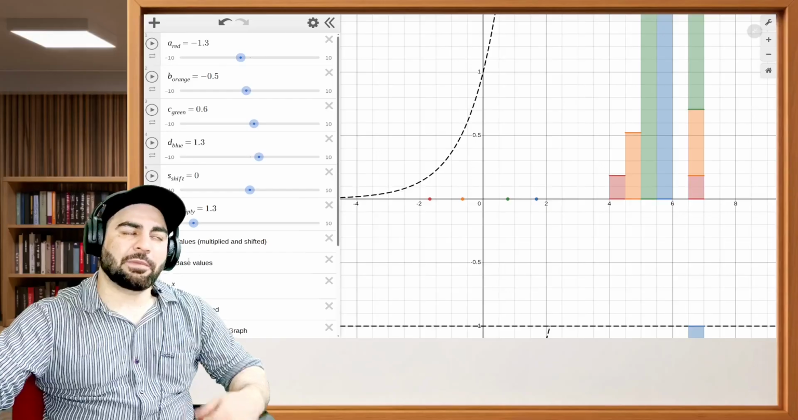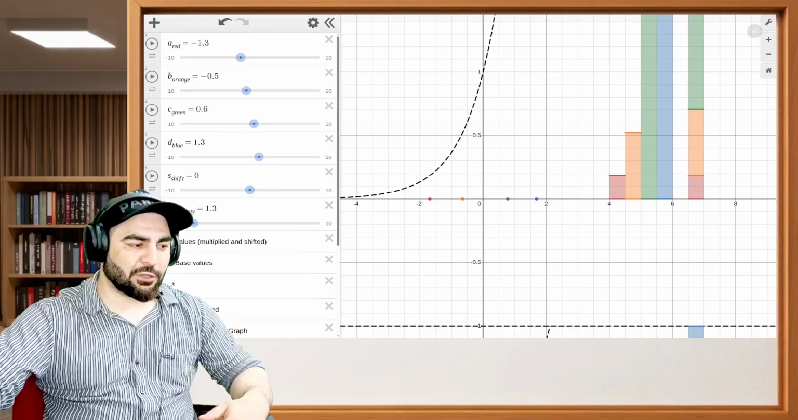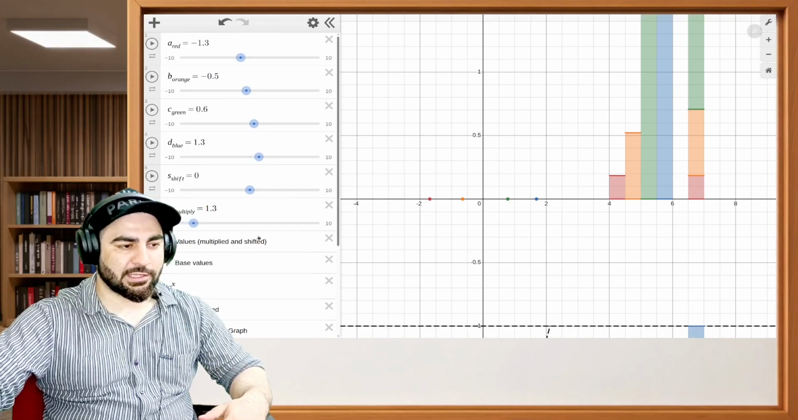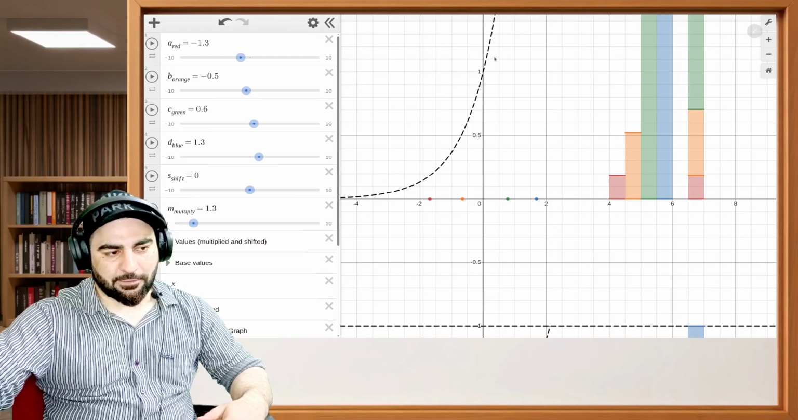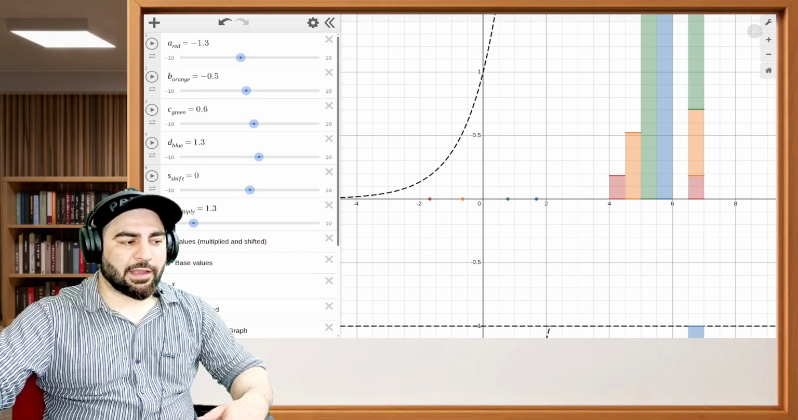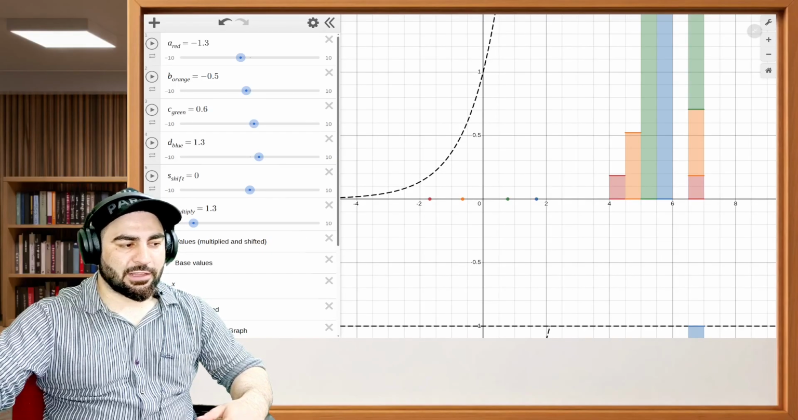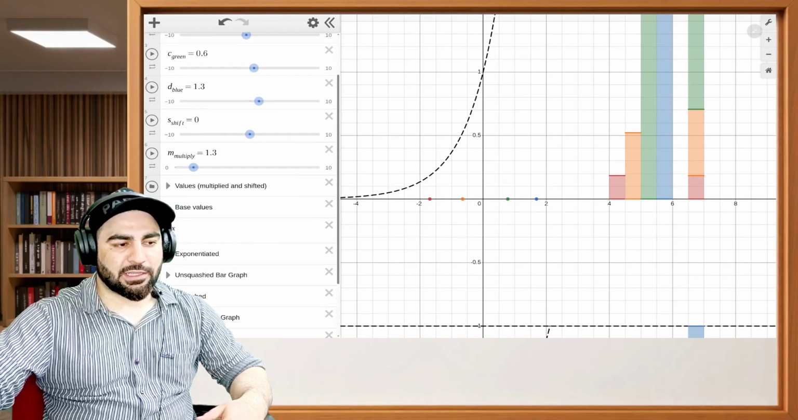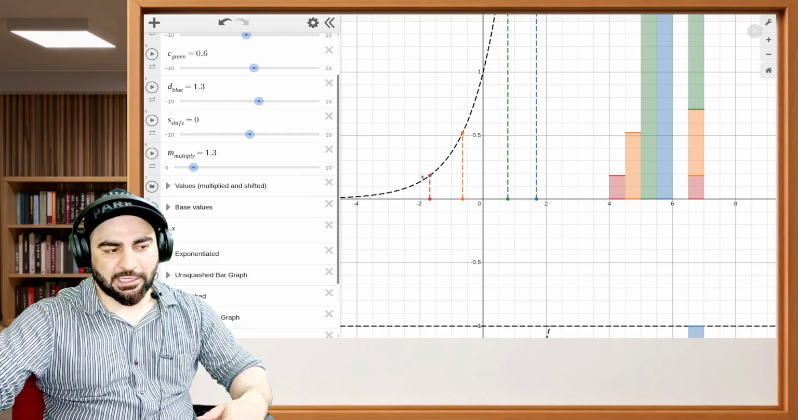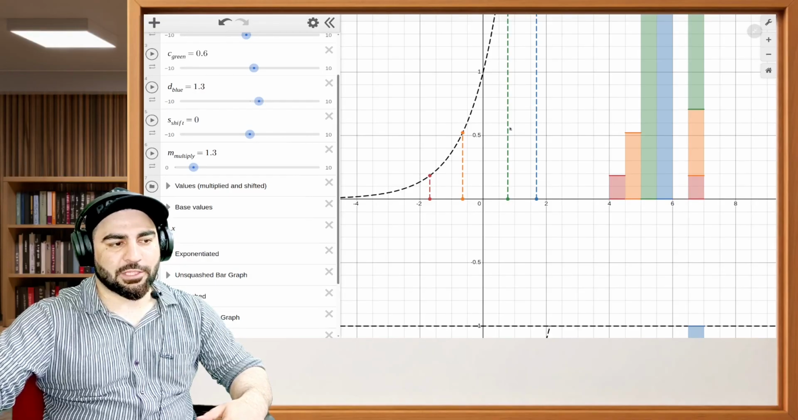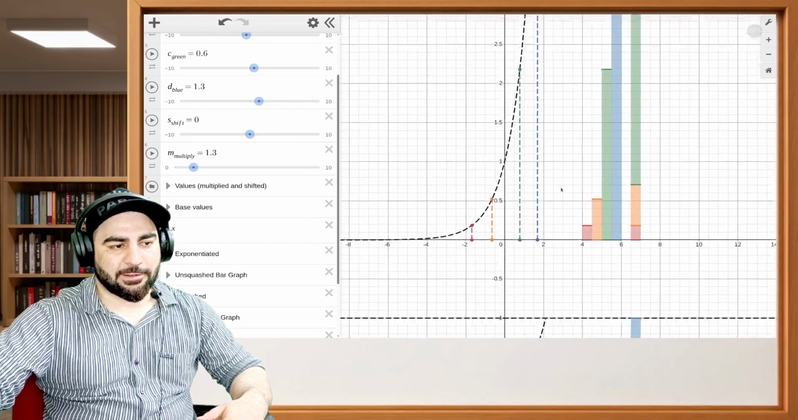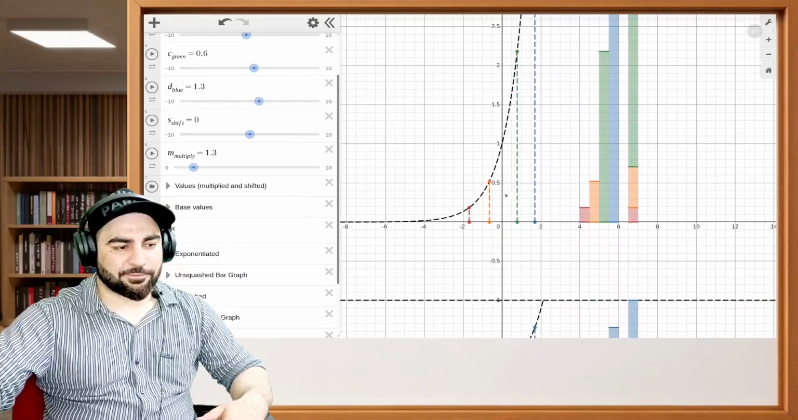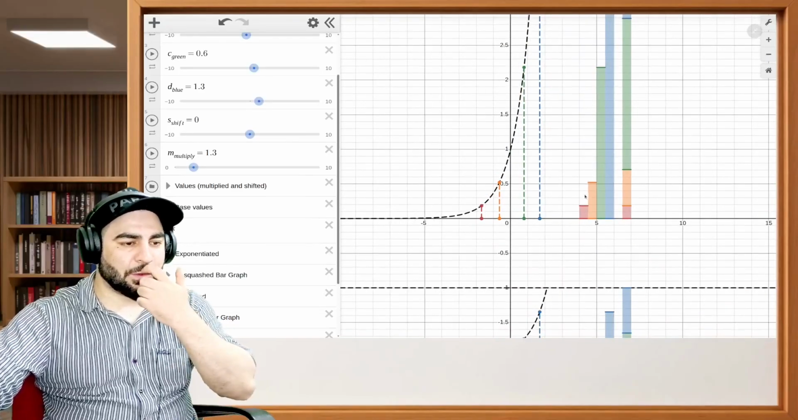Now if I apply e to the power x on this, this is the function e to the power x. If you see, this function over here is e to the power x. Now if I take these values, these are the base values, and if I exponentiate them, you will get these values. So this is e to the power x. If I go back again, this is e to the power x. And now you can clearly see it over here also.